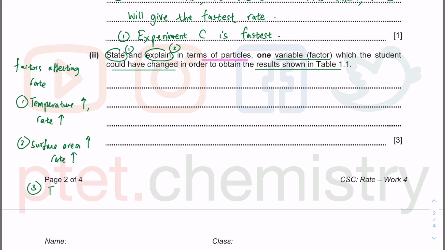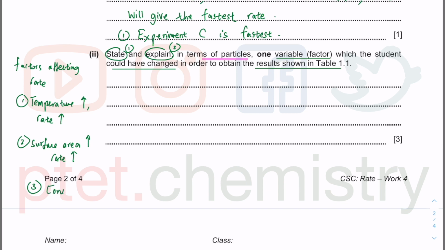I could also change concentration. Your solution is hydrogen peroxide. So when the concentration of the hydrogen peroxide solution increases, rate will increase as well. Okay, so let's start explaining. I could have used any of these factors, but I've got to explain it.